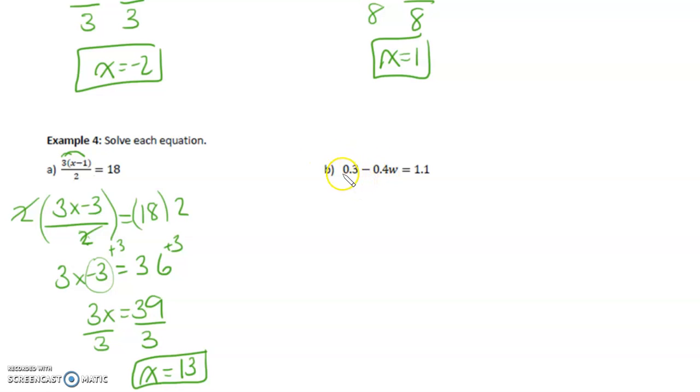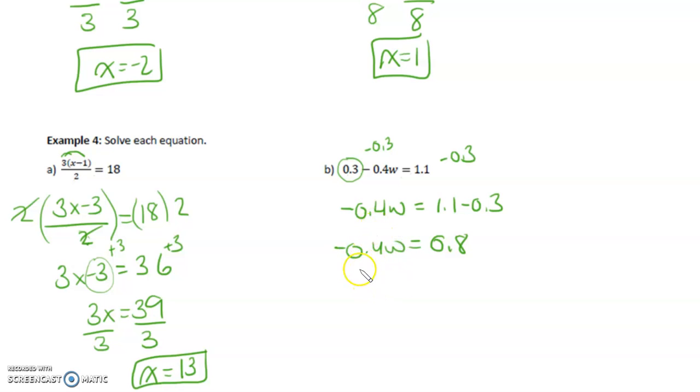Okay, and last one. 0.3 minus 0.4w equals 1.1. So let's take this 0.3 and we'll subtract 0.3 off both sides. So I get negative 0.4w equals 1.1 minus 0.3, which we get 0.84. Okay? Now let's divide both sides by negative 0.4, and we get w equals negative 2.